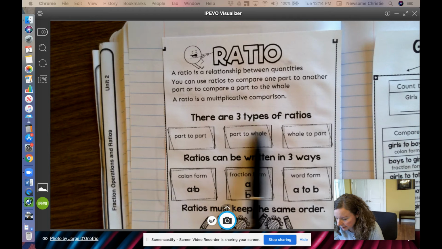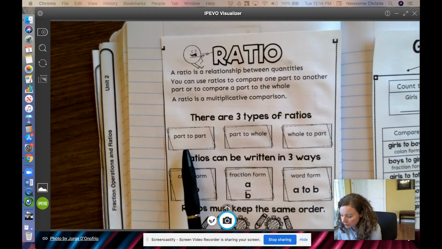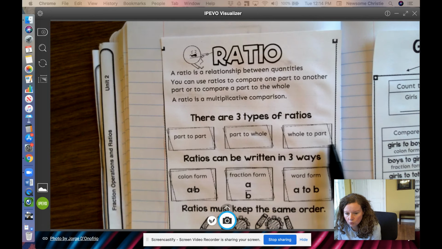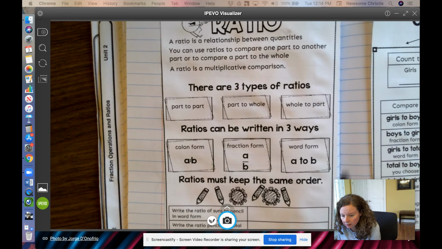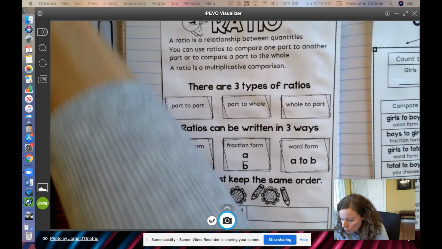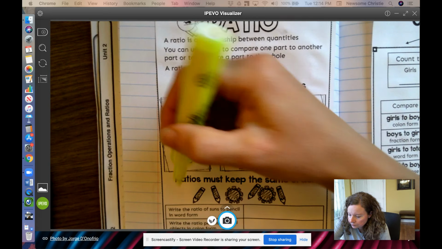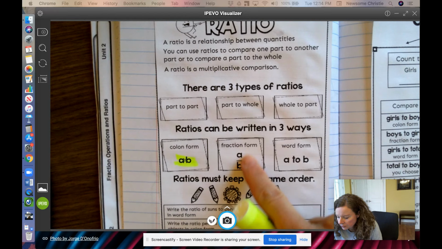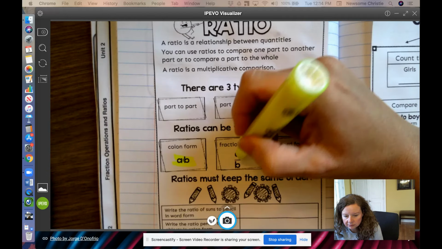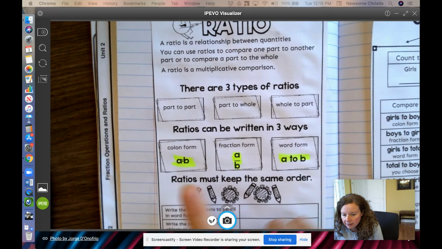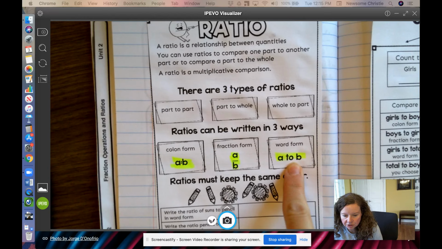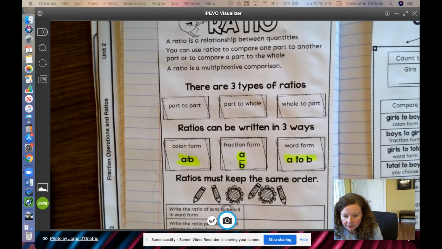So again, there are three types of ratios: part to part, part to whole, whole to part. And we can write a ratio in three different ways. We can write it using this colon, and that's how you're going to see me write it a lot of the times. You can write ratios in fractions, A to B, and then the word form here, A to B. And no matter how you write it, this is how you read a ratio, A to B. So it shows the comparison of numbers.